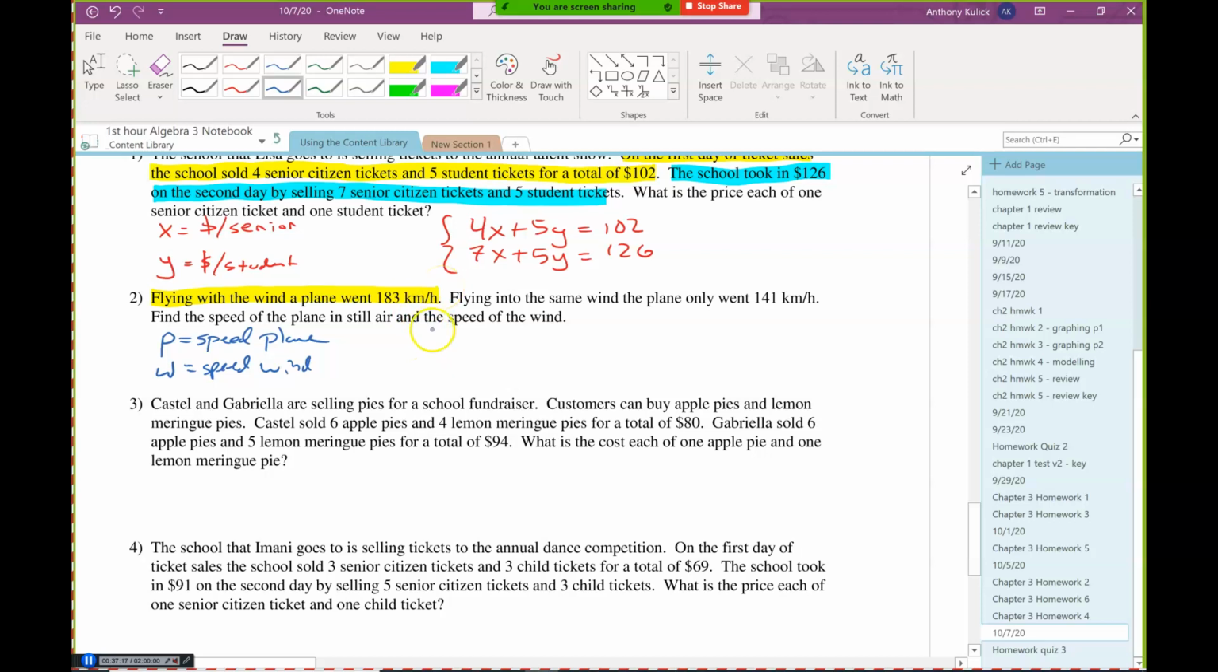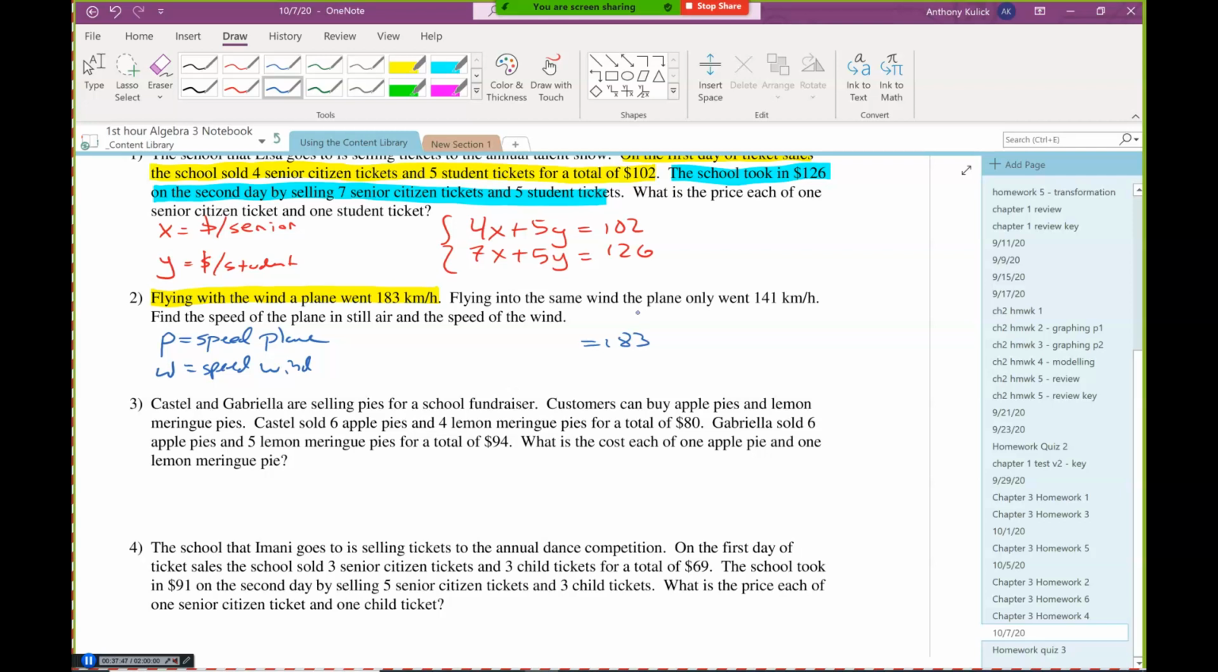So flying with the wind, the plane went 183 kilometers per hour. Well, we certainly will say that it's going to equal 183, right? Whatever's going on before that. Hopefully that part at least is clear, right? So if the wind is making you go faster when you're running, it's also going to make the plane go faster when it's flying, right? Fair to assume that?